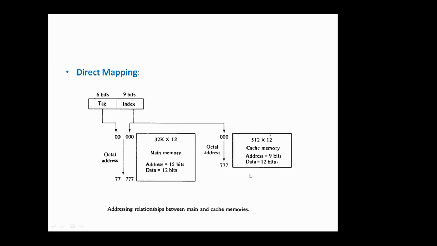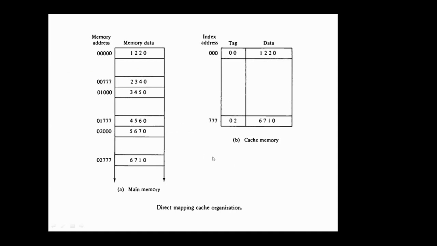So let us elaborate on this thing. Here you can see a cache memory, the same cache, 512 into 12. So this is a 12-bit data, and here, unlike associative memory, there is no address, but there is tag. So if the CPU says, for example, 02777, in that, 777 is the index. So we will go to 777. Then we will see if there is 02 written here. Yes, we went to 777. There is a match. The tag is matching. Then this is a hit, and this data will be transferred to the CPU.